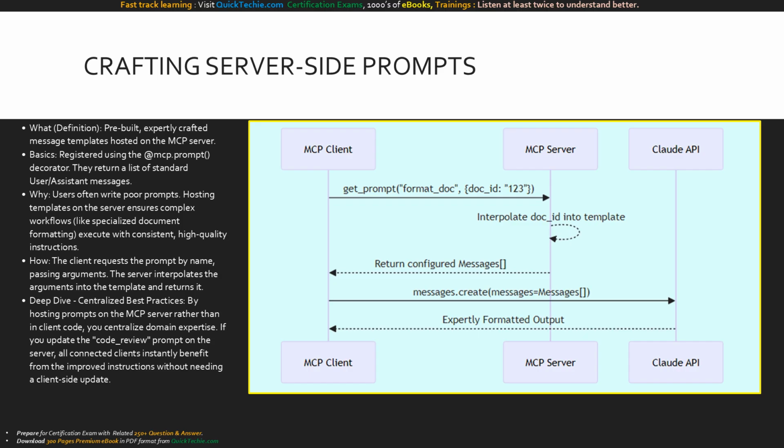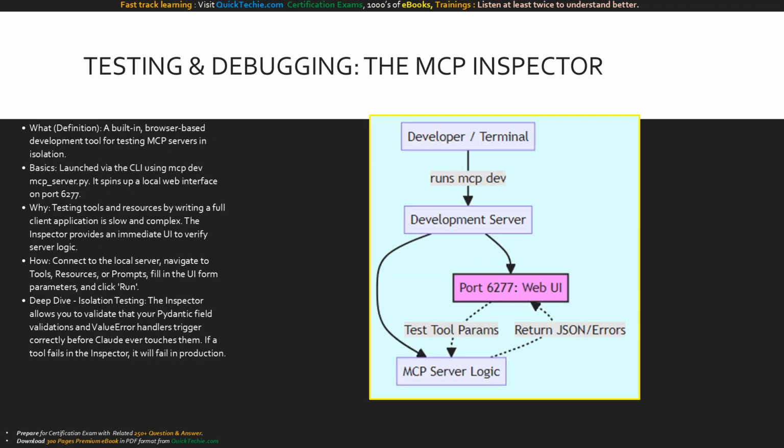Let's follow the execution flow of a server-side prompt. First, the MCP client sends a GET prompt request, asking for the format doc template and passing 123 as the document ID argument. The MCP server receives this, injects the argument into its hard-coded template, and returns a perfectly formatted array of messages. The client then takes this optimized message array and forwards it directly to the Claude API. Because the instructions were expertly crafted on the server, Claude generates an exceptionally accurate output, completely bypassing the user's potentially flawed prompting skills. Building a server is only half the battle.